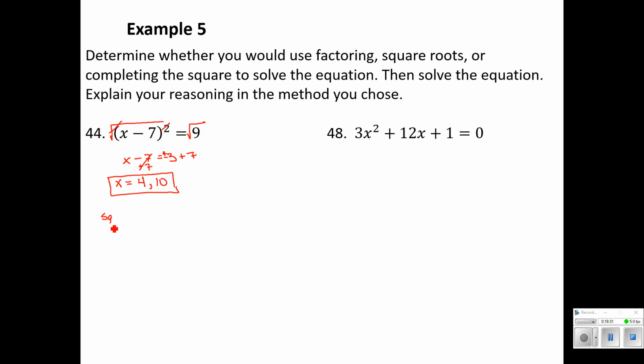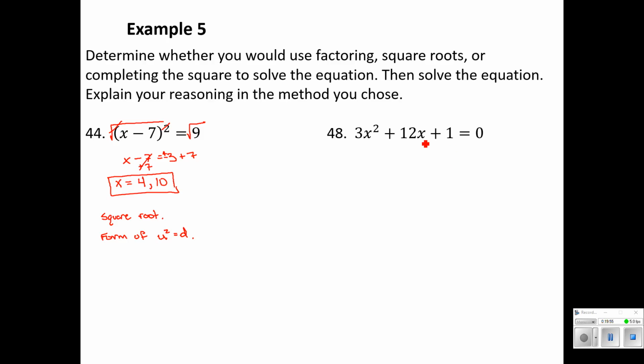So it was pretty evident that the square root method was the one that we chose because we were set up with a perfect square. Our equation took the form of something squared equaling a number. If we see that right away, we should be expecting using square roots to be an appropriate method.